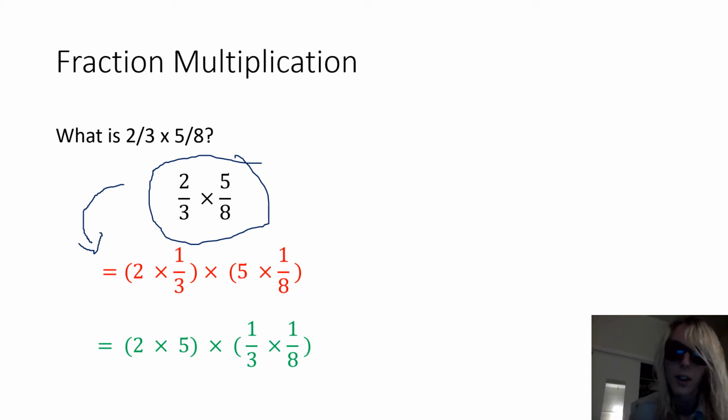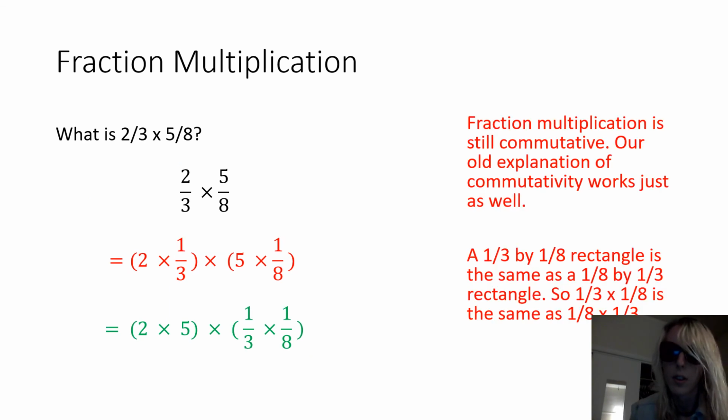So first we're going to use our rule for dealing with whole numbers. Our rule for dealing with whole numbers said 2 times a third is the same as 2/3, which makes sense. What is 2/3? It's 2 groups of a third. What is 5/8? It's 5 groups of an eighth. So that's step 1 of the explanation.